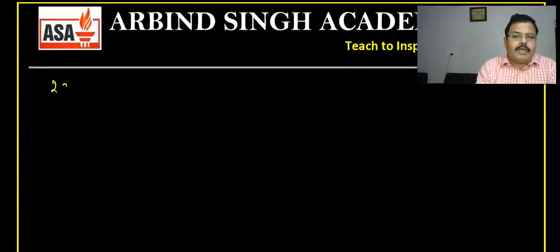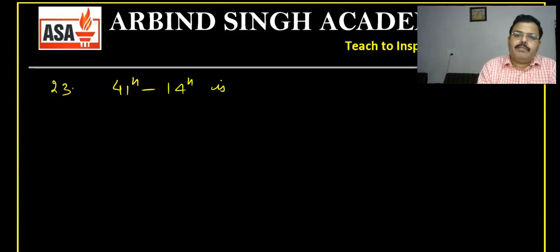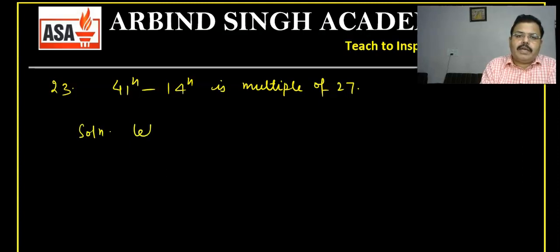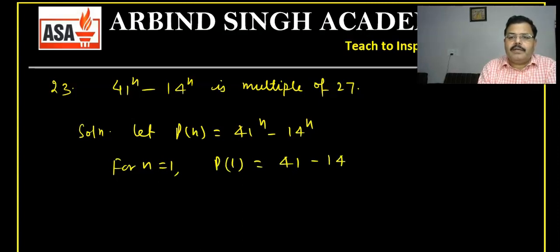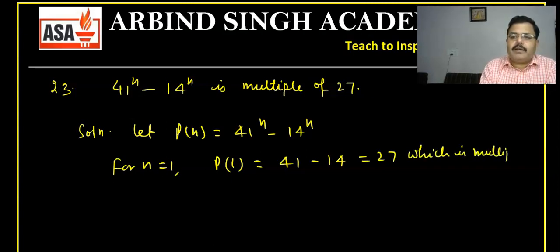Now there is question number 23: 41 to the power n minus 14 to the power n is a multiple of 27. So we'll write here the solution. For the solution, we'll write let Pn is equal to 41 to the power n minus 14 to the power n. Right, now for n is equal to 1, we have P1 is equal to 41 to the power 1 minus 14. That is 27, which is a multiple of 27. So P1 is true.